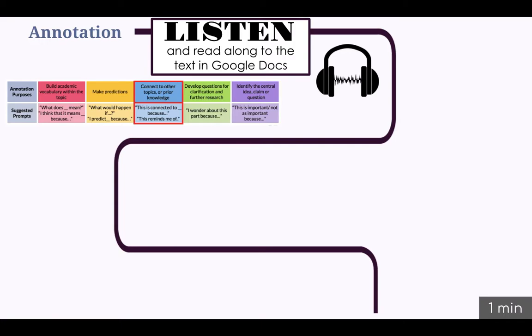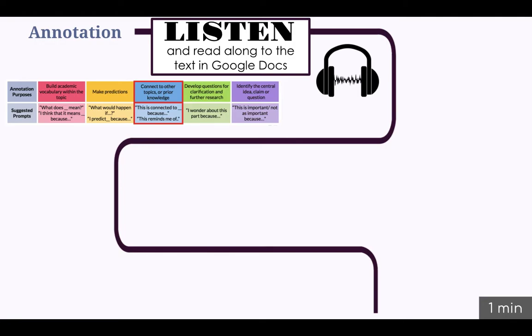When using this protocol with students, the first step is to provide students with the annotation purpose that they'll be using to annotate the text. Less is more in the beginning, so you're going to want to start with 1 to 2 purposes at the most, and then you can move on to more like 3 or 4.